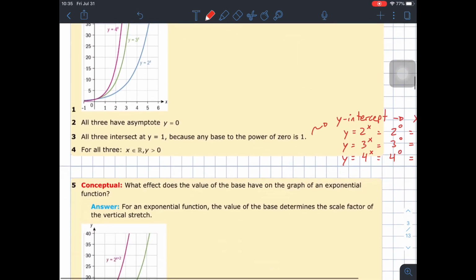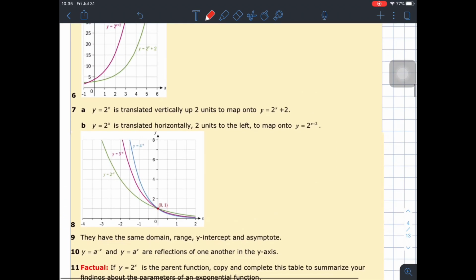Okay, so that's what we just said. y equals 2 to the power of x is translated vertically up 2 units to map onto y equals 2 to the power of x plus 2. Okay, and y equals 2 to the power of x is translated horizontally 2 units left to map onto y equals 2 to the power of (x plus 2).